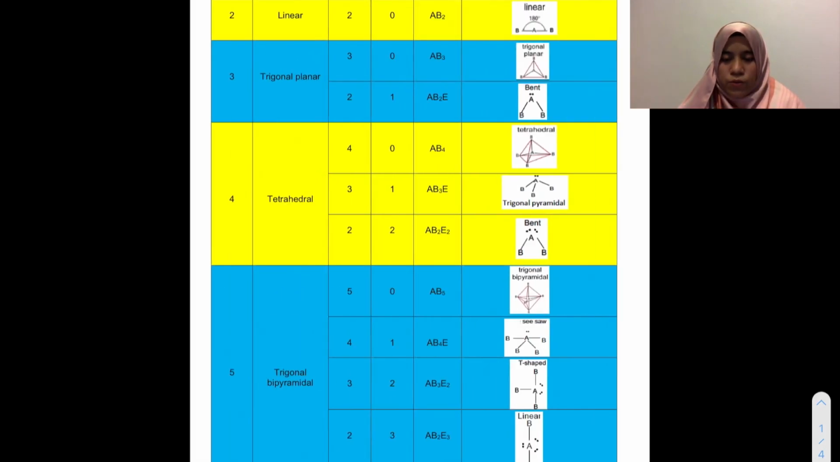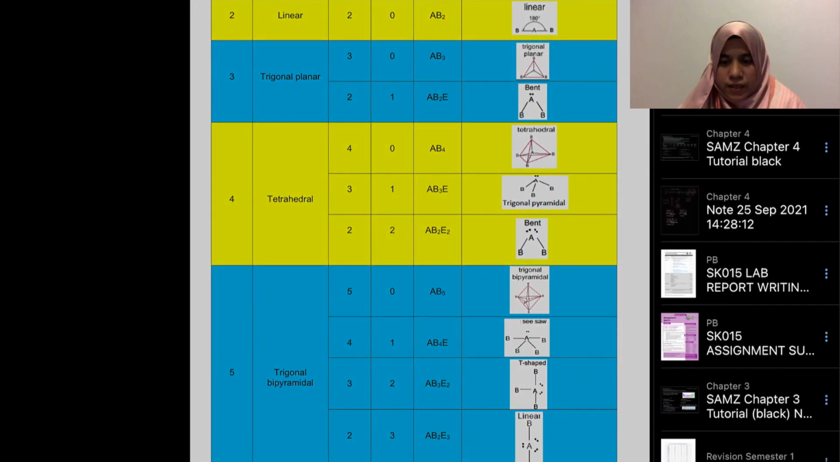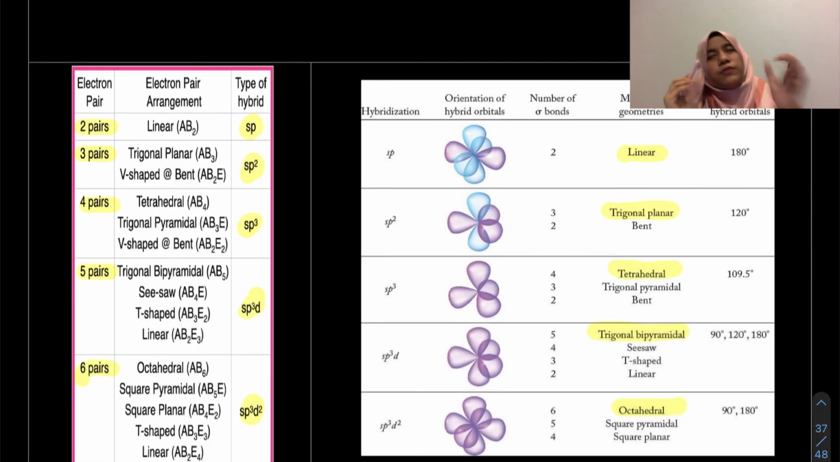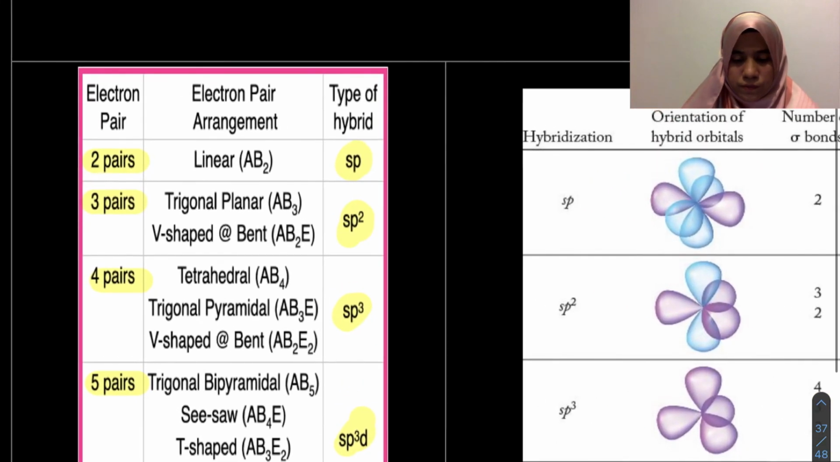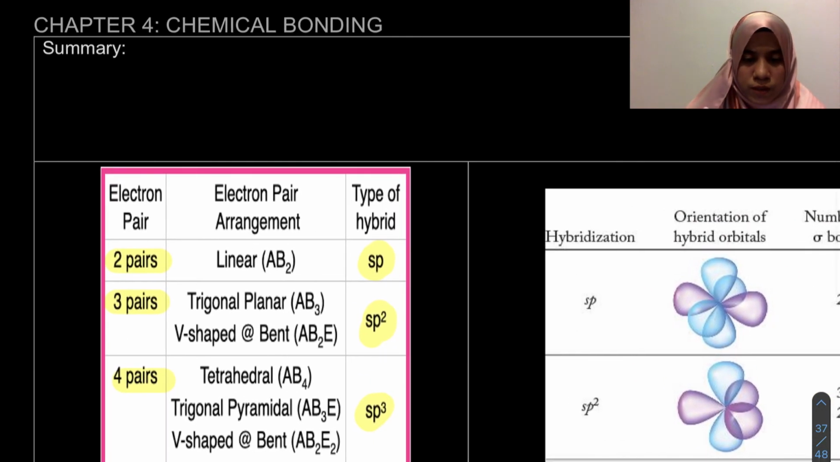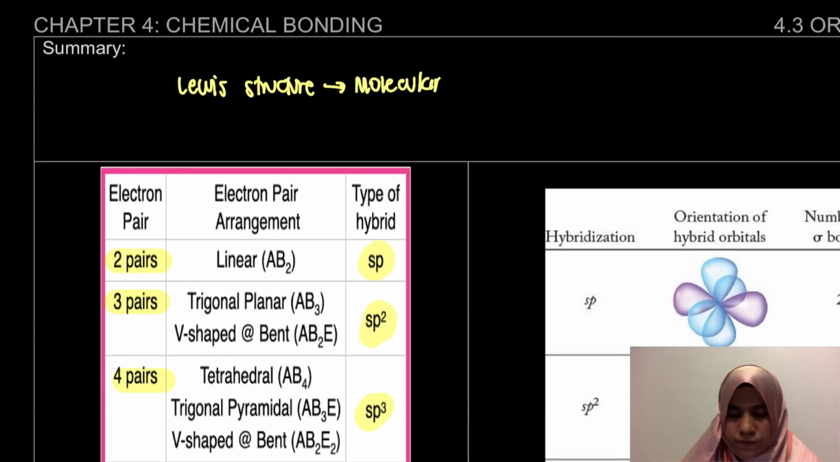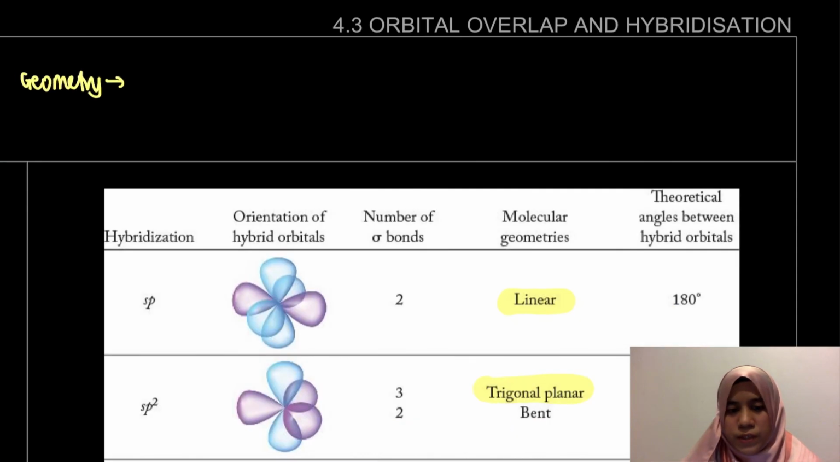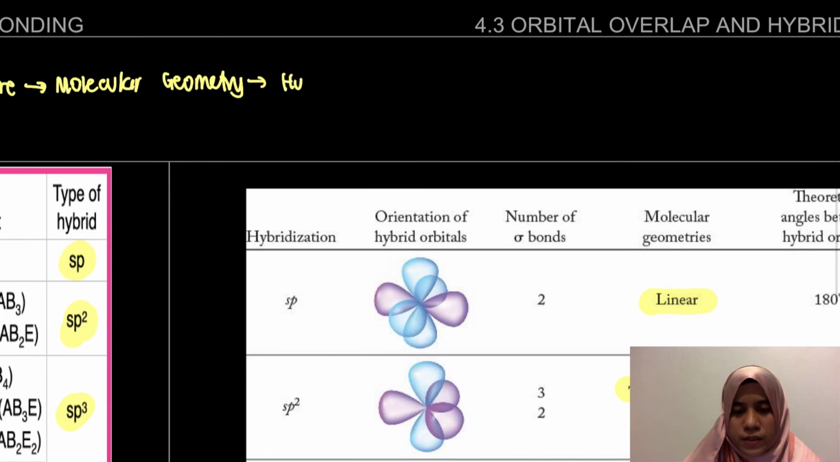Okay, so I know hybridized ni jangan banyak sikit. Tapi, it's actually sebenarnya first step kena faham. First is your Lewis structure. And then kita akan tahu from the Lewis structure, kita akan tahu molecular geometry. Lepas tu kita akan tahu yang hybridization tu.